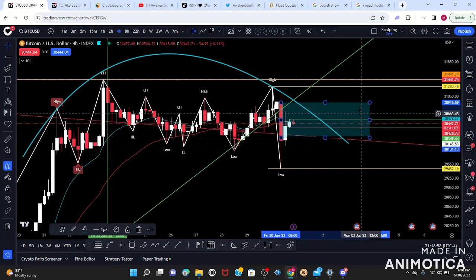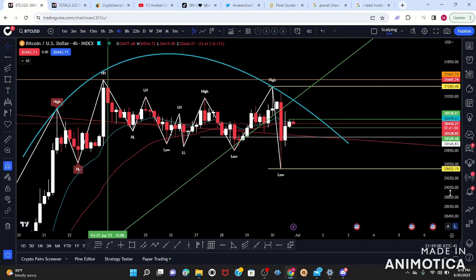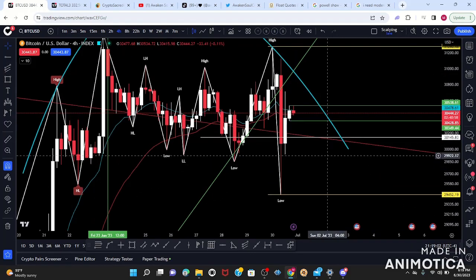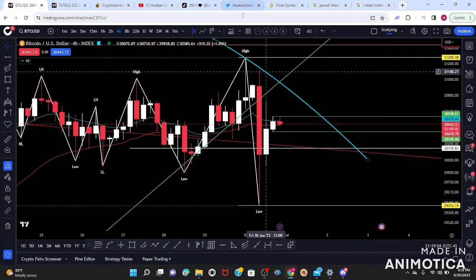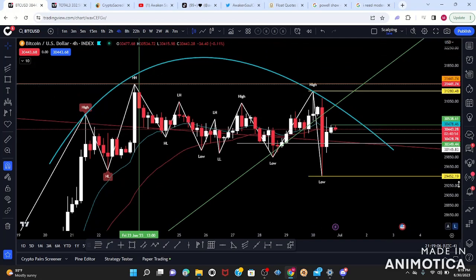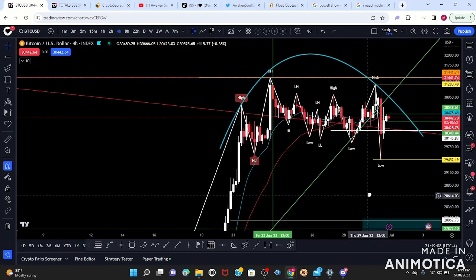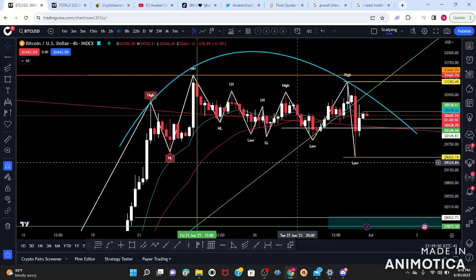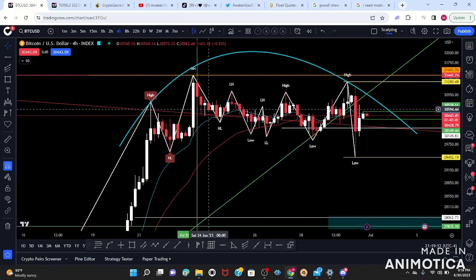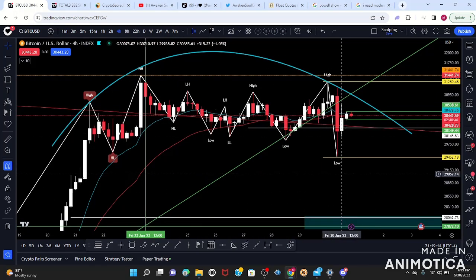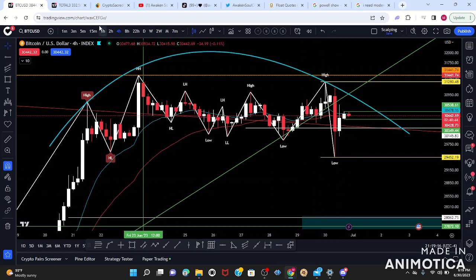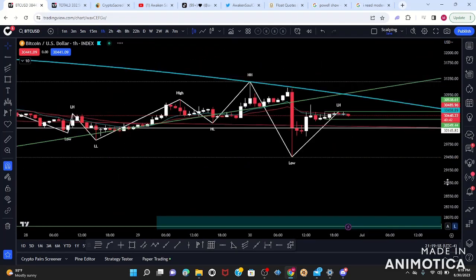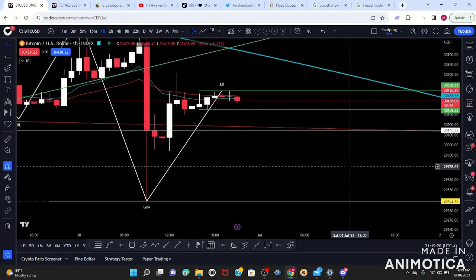Okay, so wait for confirmation of break. Set your alarms. It's so important. There's no need to rush in. You will get chopped up in ranges like this if you don't know what you're doing, right? For me as a scalper, I've been trading it up and down every day because that's just what I do. But it could be super dangerous if you don't know what you're doing.